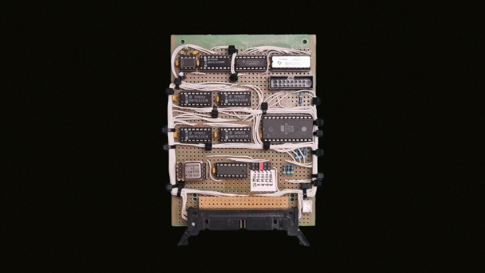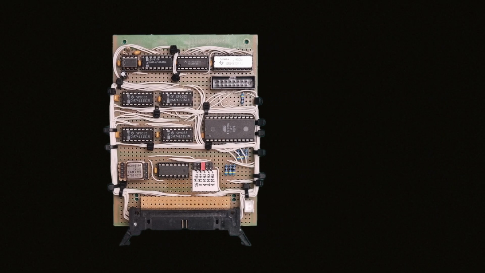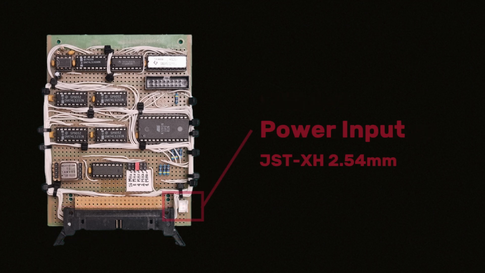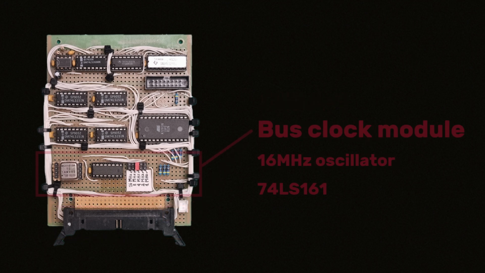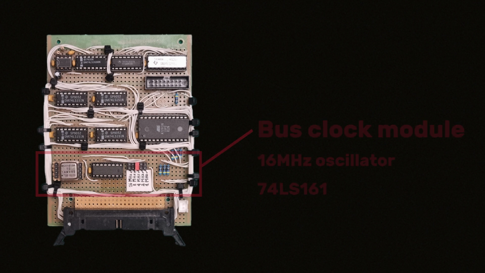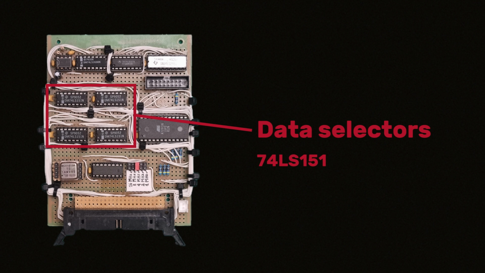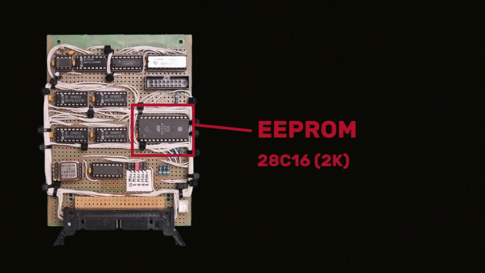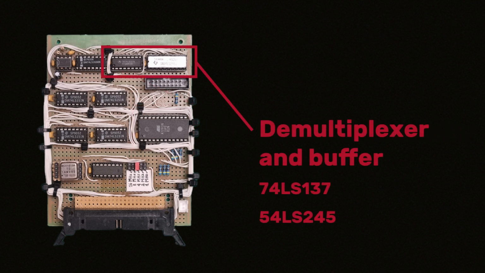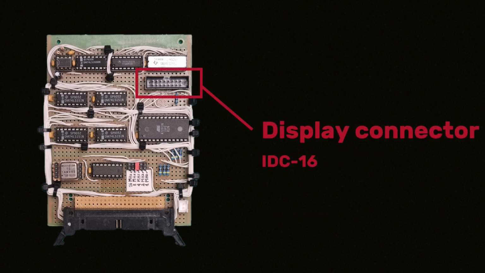To wrap it up, let's see how I managed to pack all of this onto a single PCB. At the bottom, you can see the IDC40 connector and the power input. Just above it, there's the clock signal generator for the bus. I'll cover that later. Next up is the block of data selectors, and to the right of that, the EEPROM holding the segment data. Above that is the counter with its own clock, and to the right, a demultiplexer with a buffer, which I'll also explain in a moment. Finally, there's the IDC16 connector that links to the display panel.